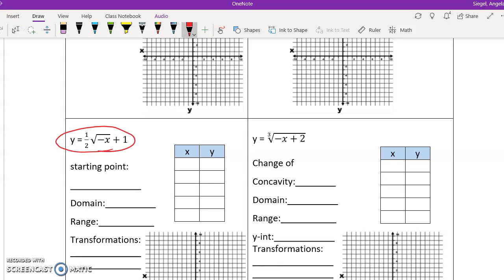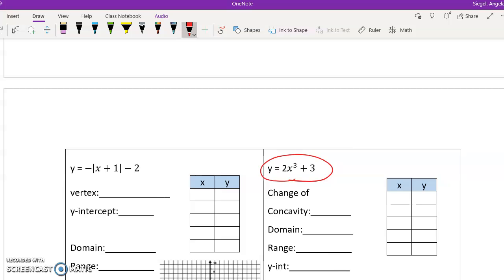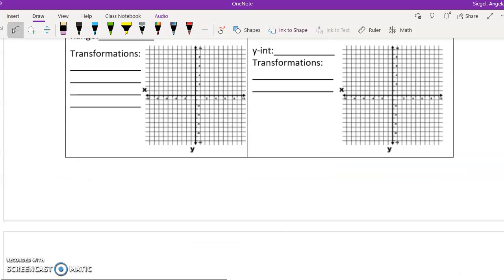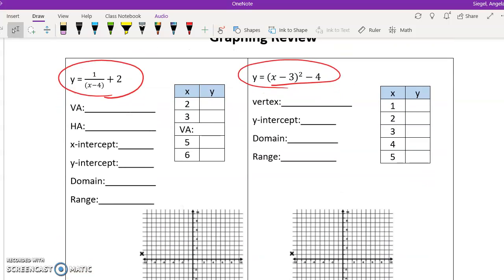So this is a square root function. This is a cube root function. This is a cubic function. And this is an absolute value function. So if you'll notice, we have 6 of these. Go ahead and push pause and we'll talk about what each one of them looks like.